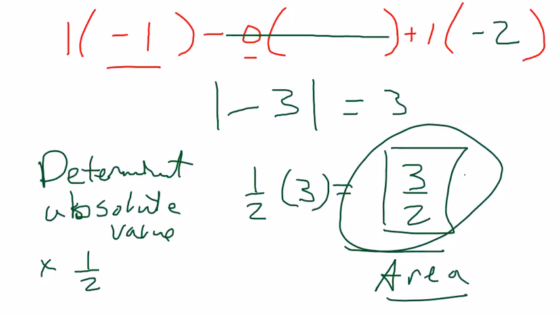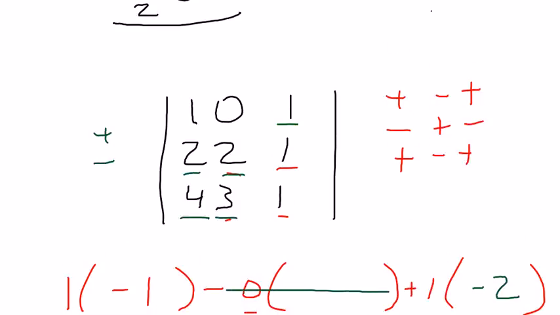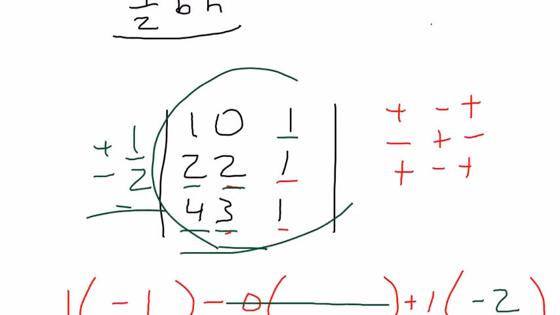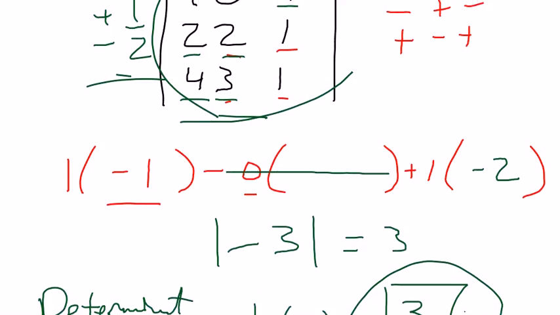All right, the formula is in the book. It just says this, plus or minus 1/2. So find the determinant. If it's negative, multiply by negative 1/2. If it's positive, multiply by positive 1/2. Okay. I'll put another one of these in your notes also.